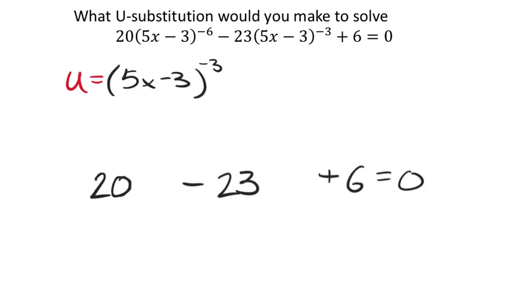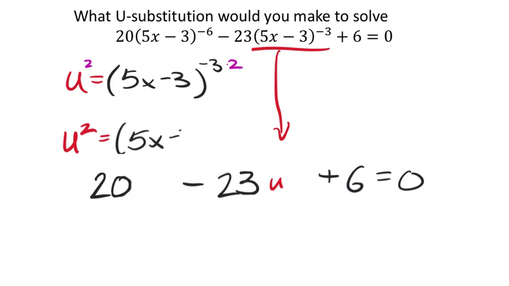Plus 6 equals 0. So here's what happens. Well, I just took this 5x minus 3, all that to the power of negative 3, and I said instead of it being that, I'm going to make it a u. Now here's the other thing that happens: we got this 5x minus 3 to the power of negative 6, but that's not 5x minus 3 all to the power of negative 3. Well, what happened was essentially we took this and squared it. So I'm really just multiplying that exponent. And so then u squared equals the same thing, right? It's the 5x minus 3, but now it's to the power of 3 times 2, which would be negative 6. So that's why we were able to replace this with u squared.